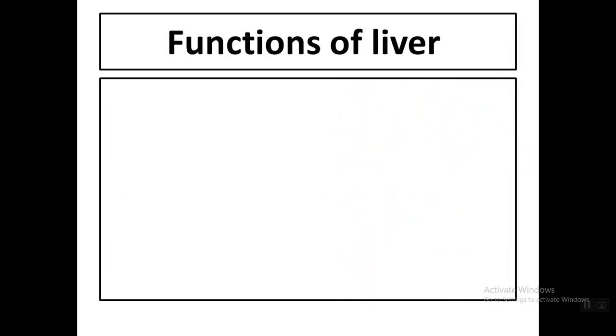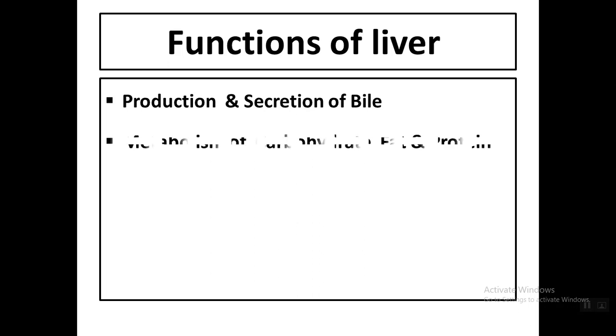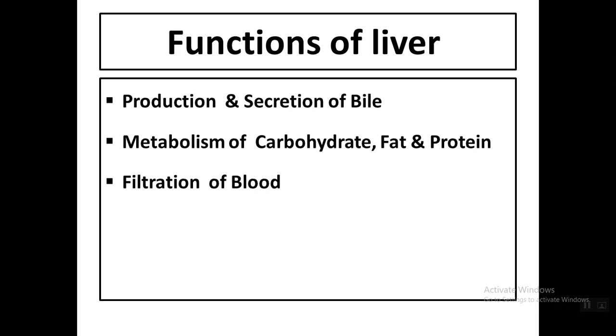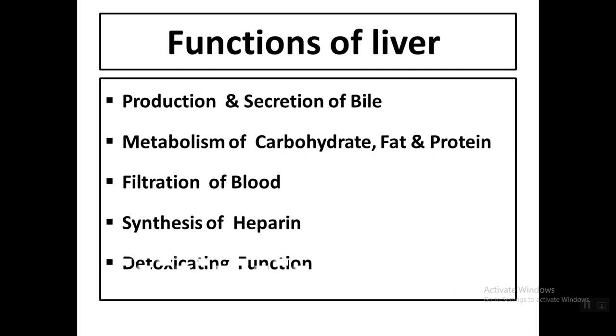What are the main functions of the liver? It has an important group of functions. First of all, production and secretion of bile. As we said, it is a gland, so it has a role in the production and secretion of the bile, metabolism of carbohydrate, fat and protein, filtration of blood from the bacteria, viruses and parasites that gain entrance from the GI tract, synthesis of heparin, which is an anticoagulant, and the detoxicating function.